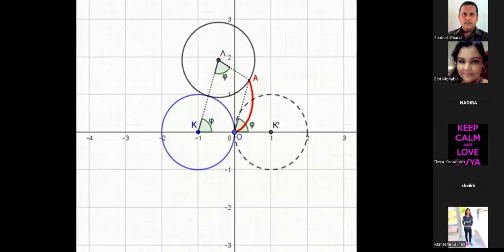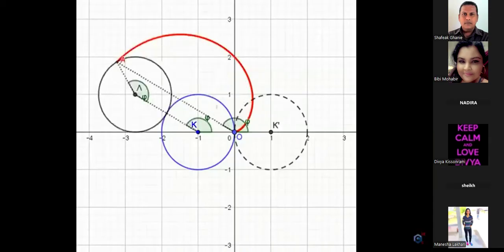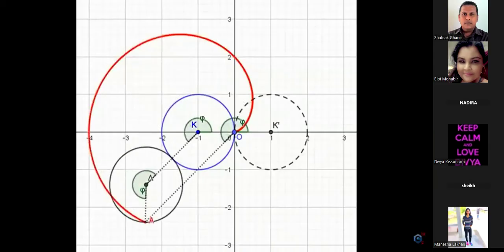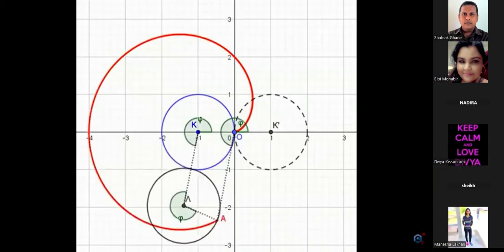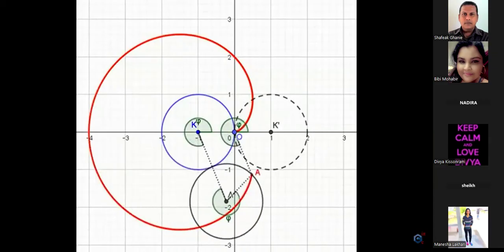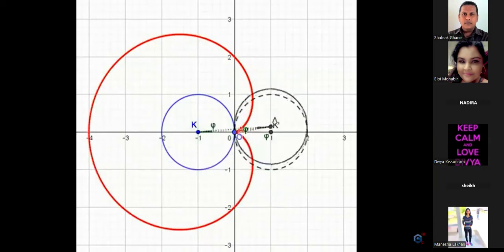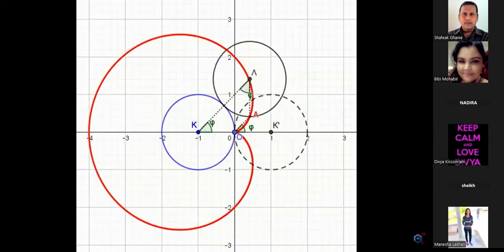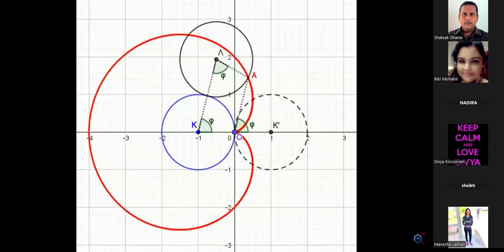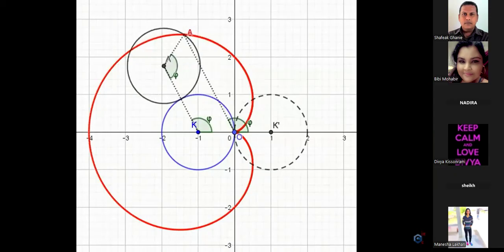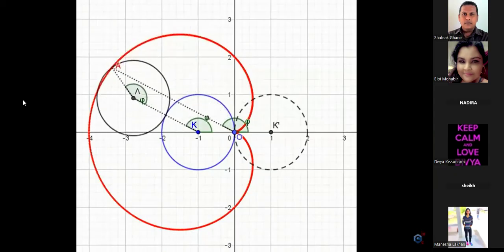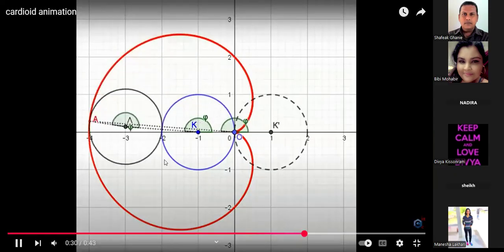Here is how a cardioid is formed. It is defined as the locus of a point on a circle rolling around a fixed circle of the same size. And we can see that. Now, upon completion, we can see that it's a heart shape. De Castillon officially named the heart shape cardioid in 1741. So this is just a little demonstration as to how it is formed.